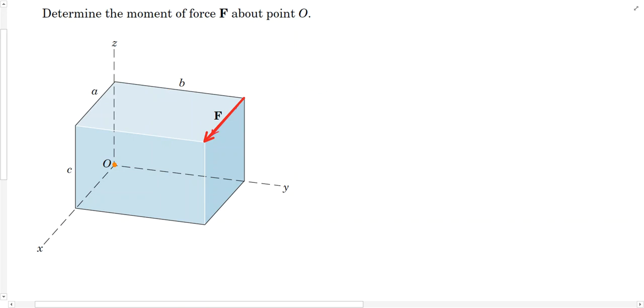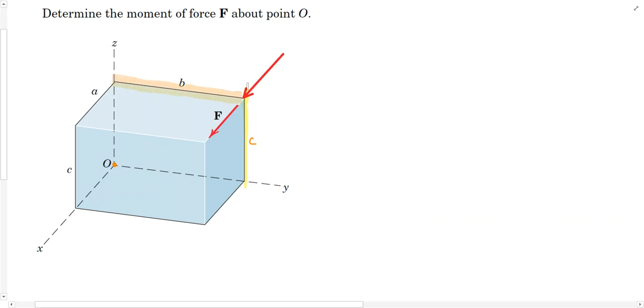So for a moment around the y-axis, we note that the force is this distance that I've highlighted, c, above the y-axis. As the force passes through and intersects the YZ plane, that really gives us the closest point to both axes simultaneously. So it's easy to see that c is a perpendicular distance to y and b is a perpendicular distance to z.